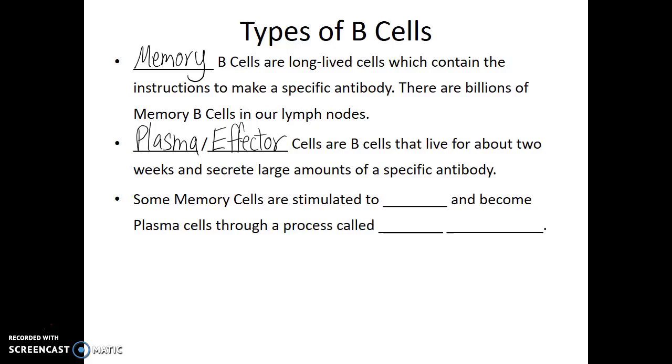And these plasma or effector cells are B cells that live for about 2 weeks or so, but during that time they secrete large amounts of a specific antibody, the antibody that they have instructions for. Now, some memory cells are stimulated to divide and become plasma cells through a process called clonal selection.